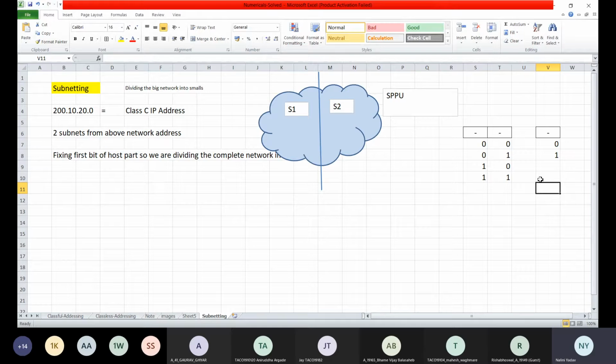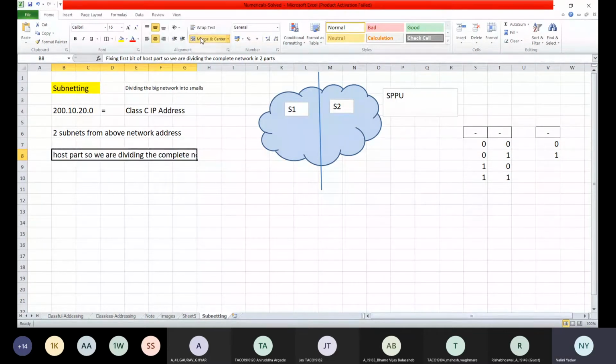It means that whenever I want to fix only two parts for the given network, I will be taking care of only one bit from the host part, right? With this single bit, I will be able to divide my network into two parts. Am I right? Are all of you with me? By fixing this single bit, I will be dividing my complete network into two distinguished parts. Correct. So this is how I will have my subnetting concept. We have to fix the first bit of the host part so that we divide the complete network into two parts. Is this clear for everyone?